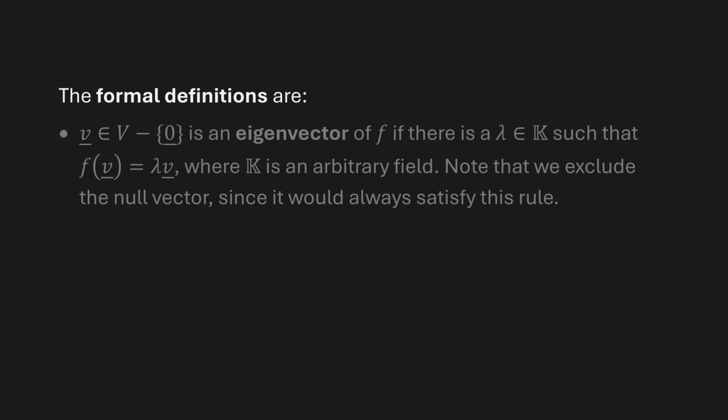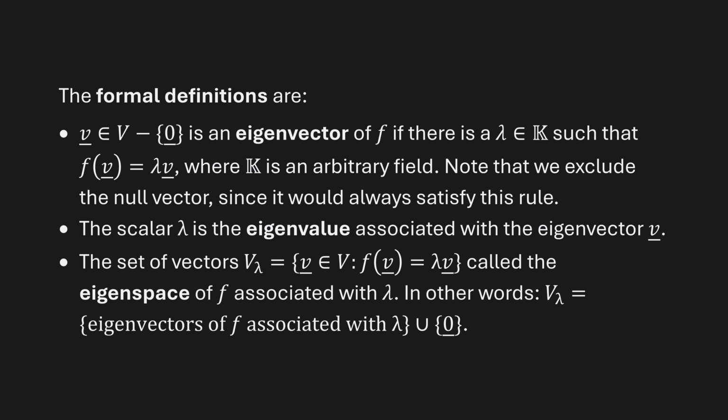The formal definitions are: v in our vector space excluding 0 is an eigenvector of f if there is a lambda in K such that f(v) equals lambda v, where K is an arbitrary field. Notice that we exclude the null vector since it will always satisfy this rule. The scalar lambda is the eigenvalue associated with the eigenvector v.